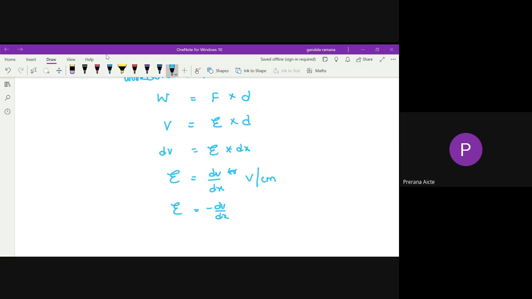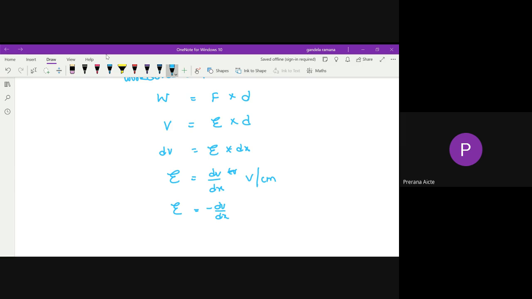So here, voltage means electrical potential, and electrical potential and electrical intensity are not the same. One is energy and the other is force. So what we have to discuss here is electrical potential and electrical intensity: one is for energy and the other is for force.